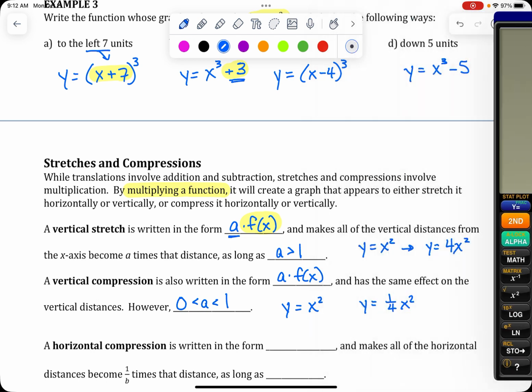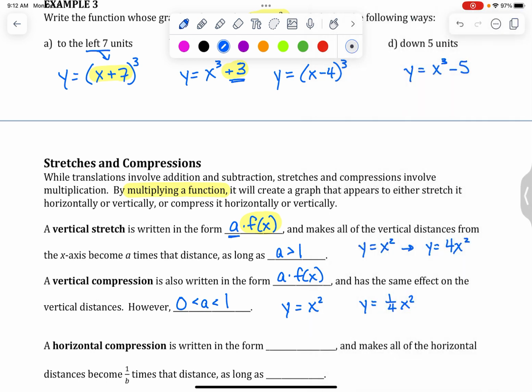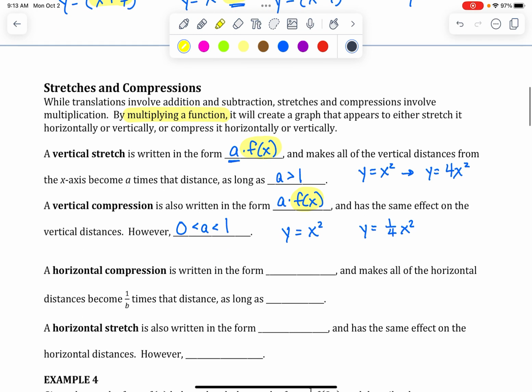All right, so that's the idea between vertical stretches and vertical compressions. And I think that makes some general sense, right? You take whatever function you have and you're multiplying it by a number. If the number is greater than 1, it's being stretched. And if it's less than 1 but still positive, it's going to be compressed. If it's negative, we're going to talk about that next. It's a reflection. But for now, we're just dealing with positive numbers.